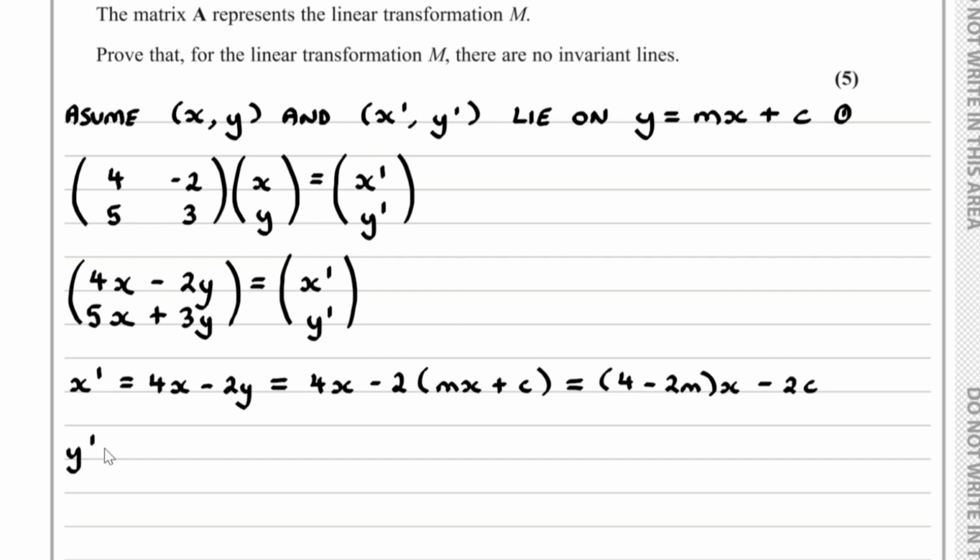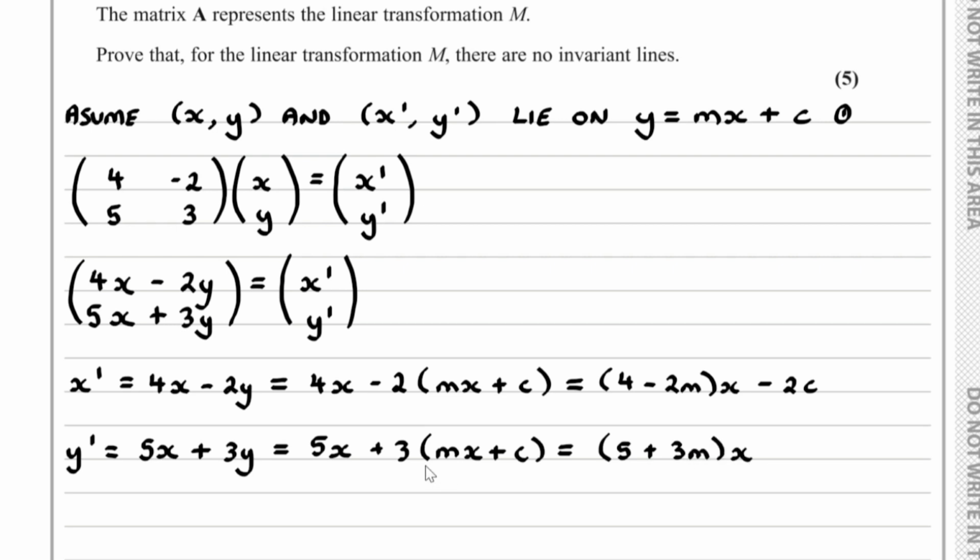Similarly, y prime, we have 5x plus 3y. Now we know y is equal to mx plus c, so we've got 3 lots of mx plus c, and if we tidy this up, the x terms, we've got 5 plus 3m of those, and we have 3c as well.